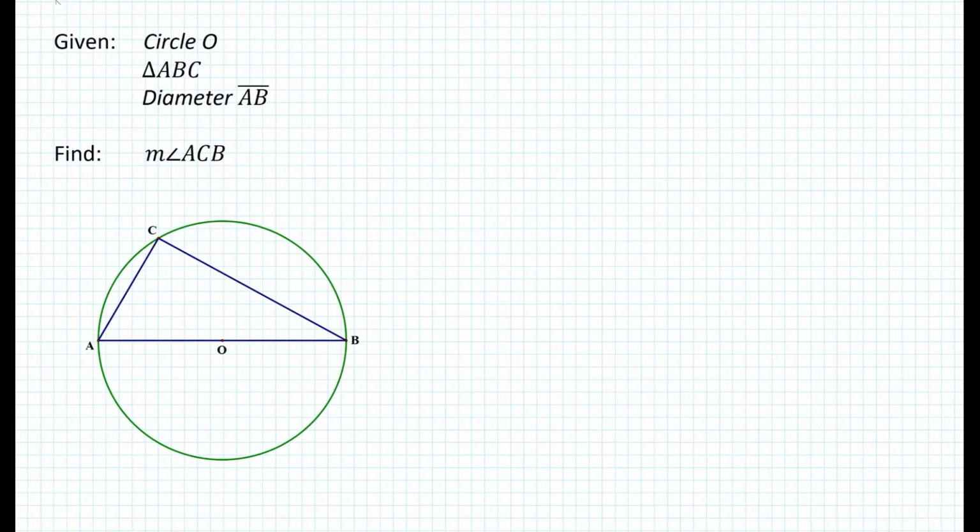Let's say that we're given circle O as shown in the figure. We're also given triangle ABC such that the diameter, segment AB, corresponds also to the hypotenuse of the triangle ABC. How do we find the measure of angle ACB? Notice that in this case, we have this angle over here, which is the inscribed angle. So let me write that in. Inscribed angle. So the goal here is to find the measure of that inscribed angle.